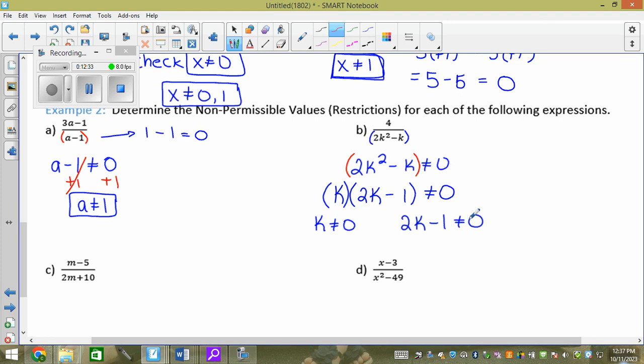K can't equal 0 is done already, because there's no solving left. What do I have to do with the next one? I have to get k by itself, so what am I going to have to do? Add 1. So I get 2k can't equal 1. Divide by 2. K can't equal a half.